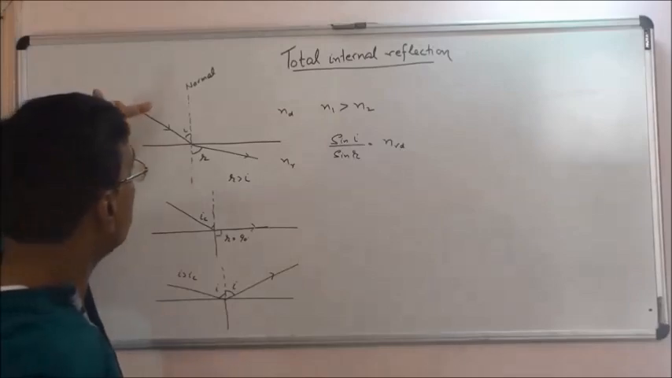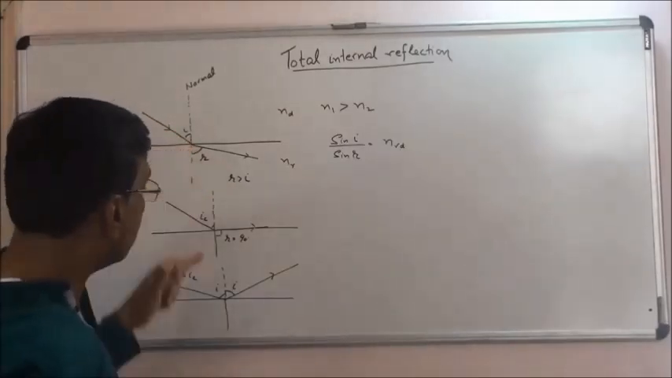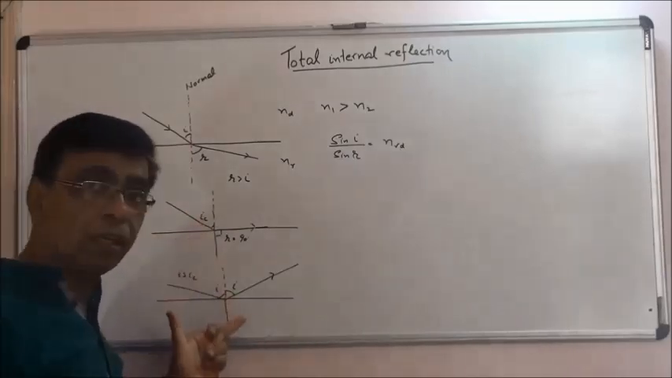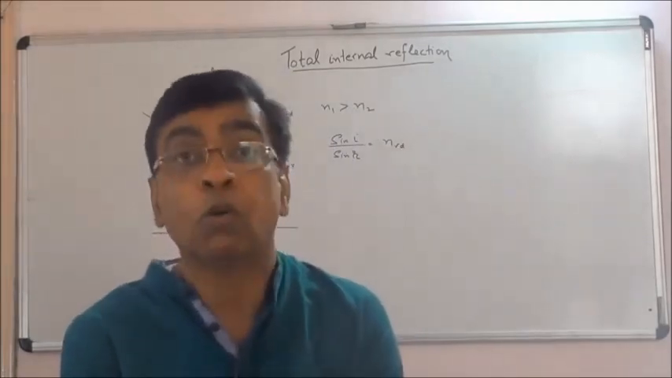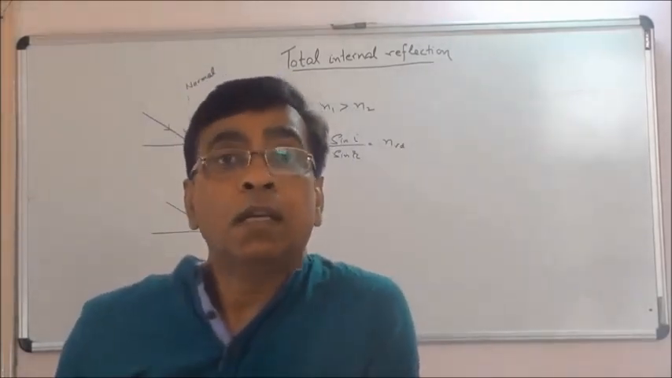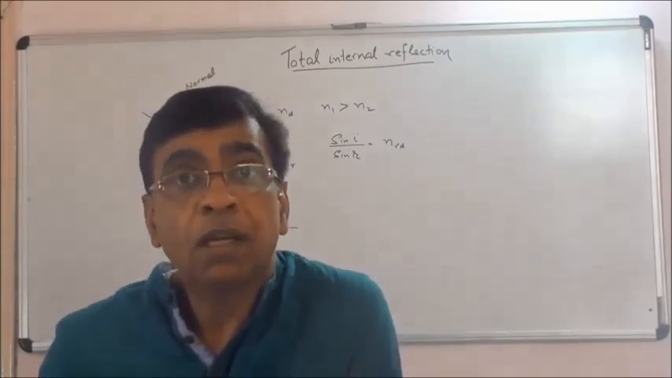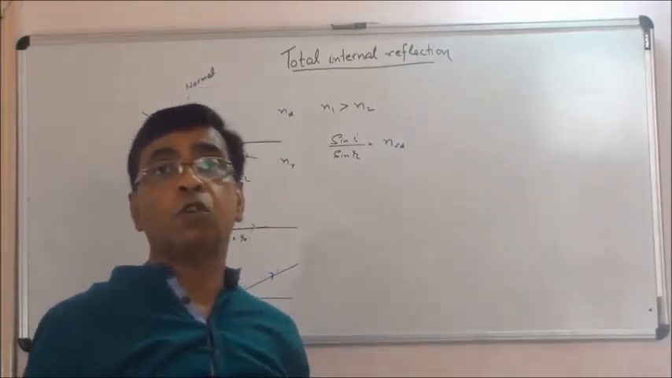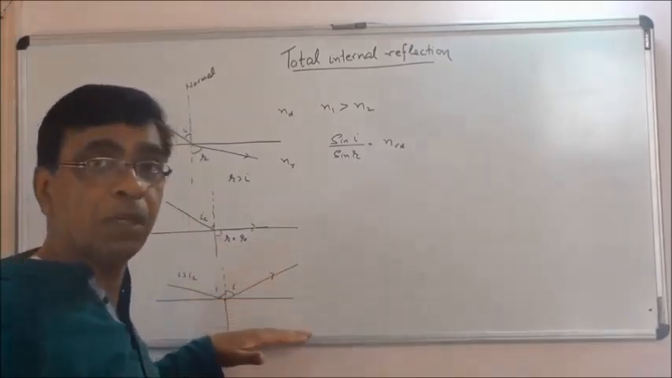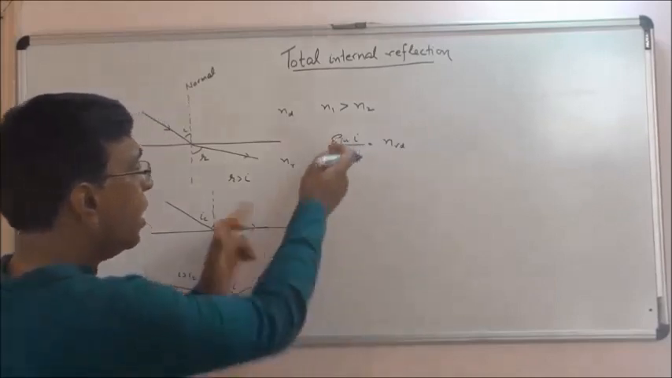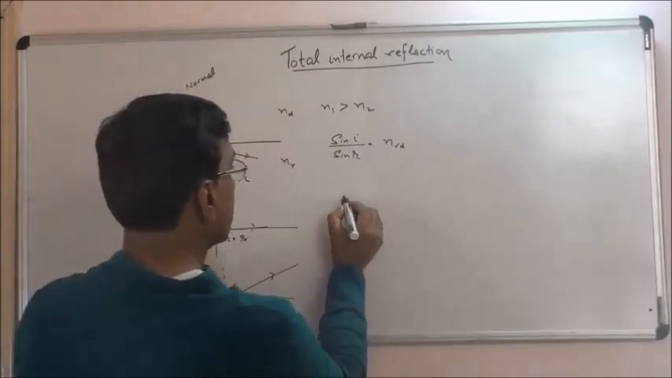So when a light ray is moving from a denser to a rarer medium and it strikes the surface at an angle more than the critical angle, these are the two conditions for total internal reflection. You can note down. The light ray must move from a denser to a rarer medium, and second, the angle of incidence should be more than critical. If these two conditions are satisfied, the light ray will not go to the other medium, it will return. And we can find out the value of the critical angle using Snell's law for this particular condition.